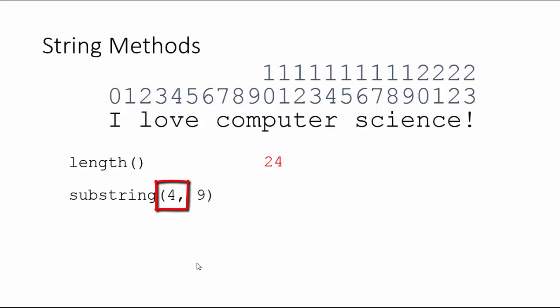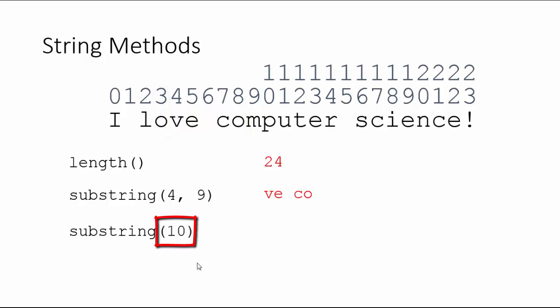The first number is the index you want. Character V is at index 4. The second number is the character you do not want. So you do not want character 9 included, only characters 4 through 8. Substring creates a new string with these characters, and the original string is unchanged.